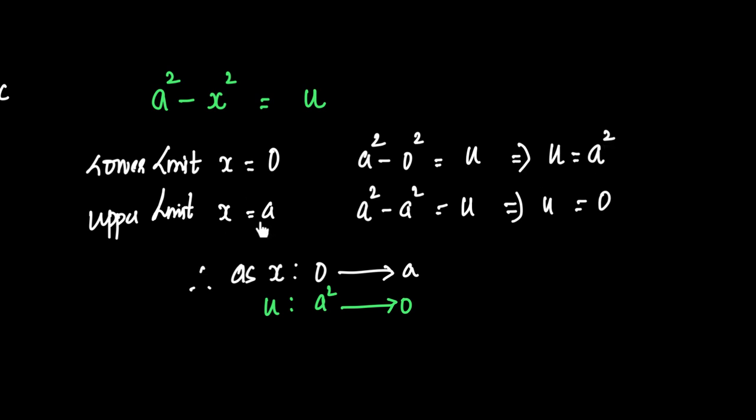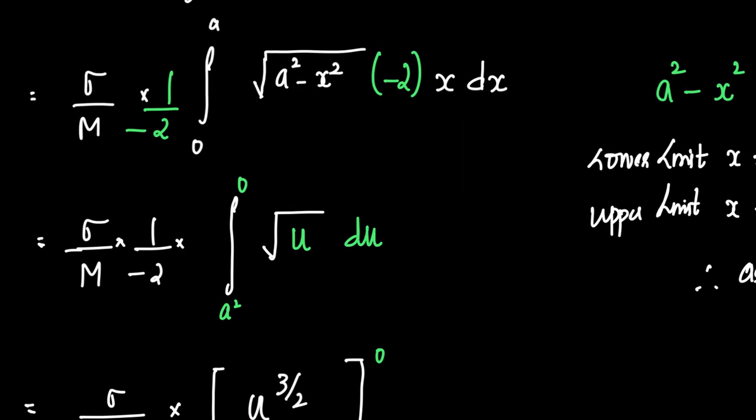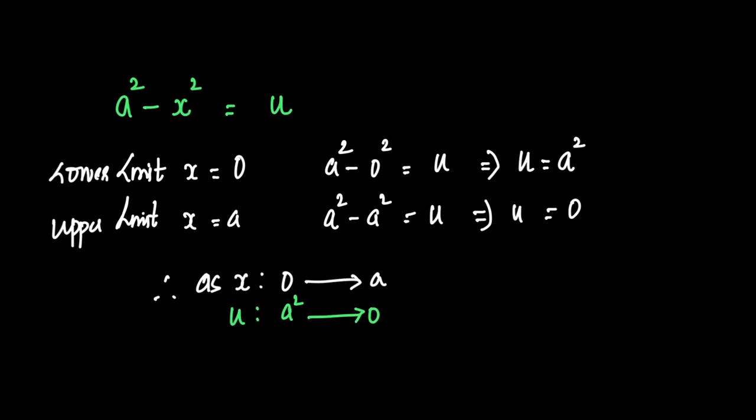When x is equal to a, a square minus x square becomes a square minus a square, which implies u is equal to 0 at x equal to a. Therefore, x equal to 0 to a corresponds to u equal to a square to 0. Write this a couple of times. Change this with x cube or the fourth power and try finding out these variations. Things will become really easy to you.